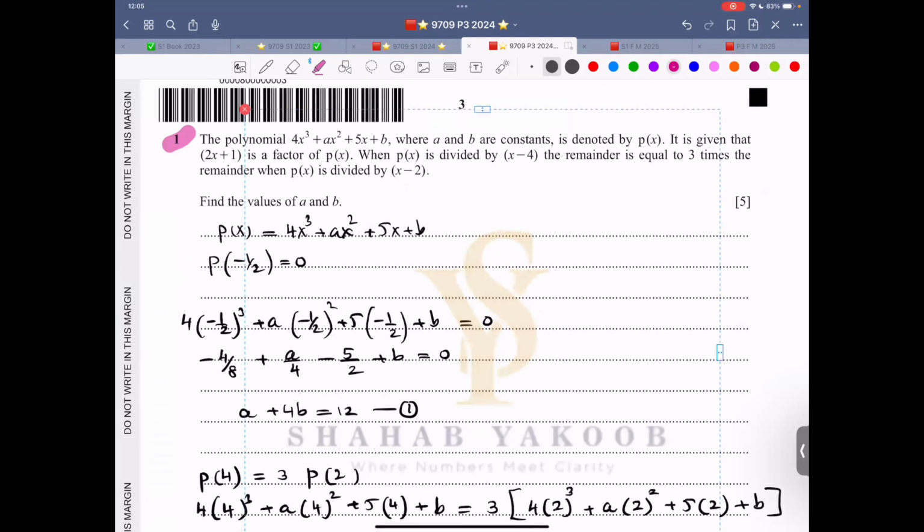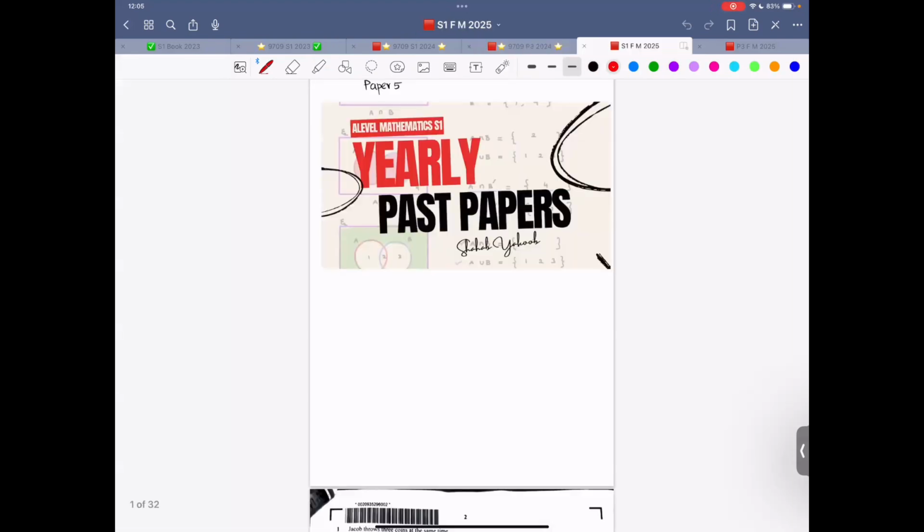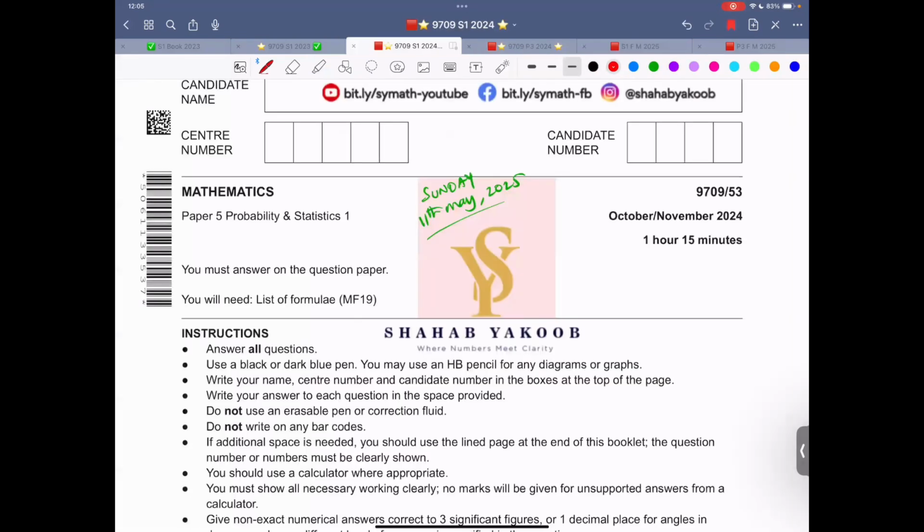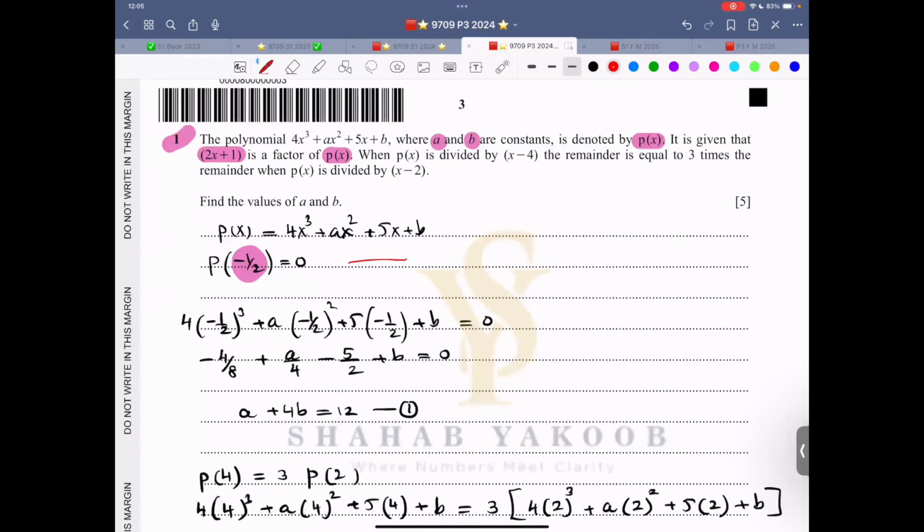It says the polynomial, where a and b are constants, is denoted by p(x). It is given that 2x plus 1 is a factor of p(x). That means if I equate 2x plus 1 equals 0, I get the plug-in value of negative half. Therefore, p of negative half is 0. So this is an application of factor theorem. This one is about factor theorem.